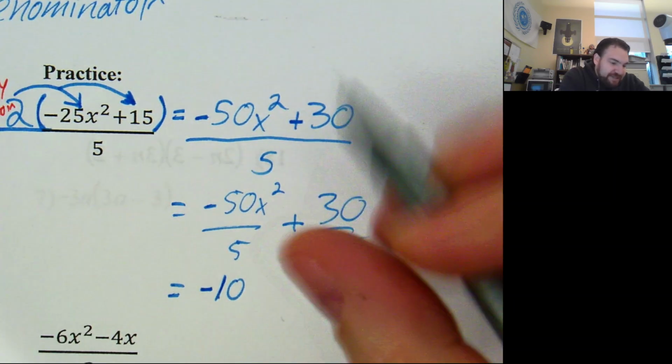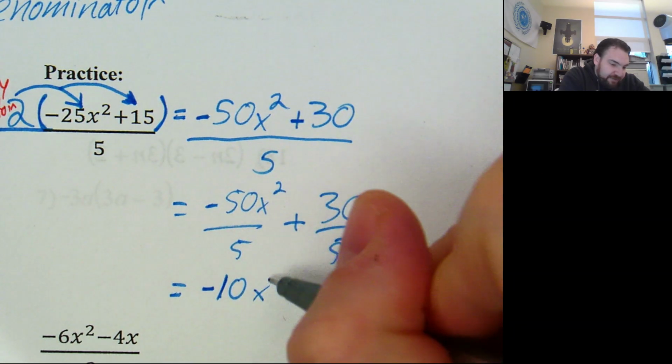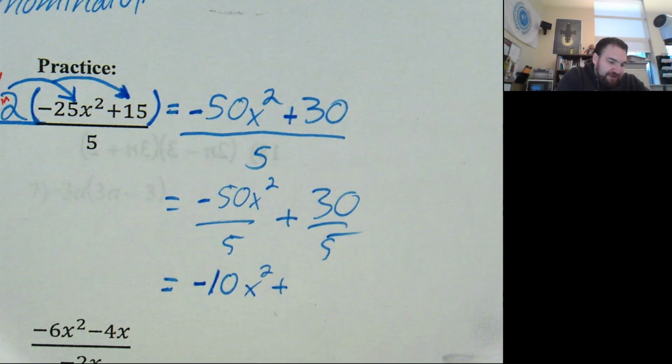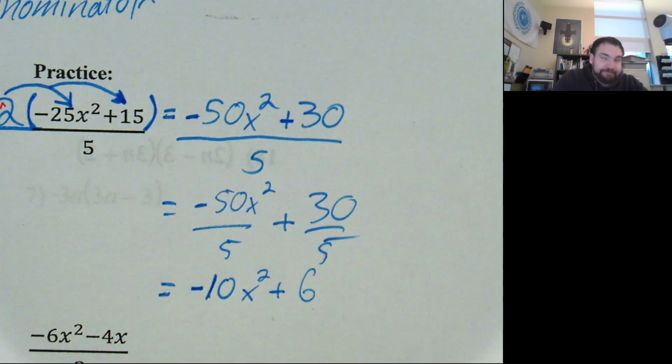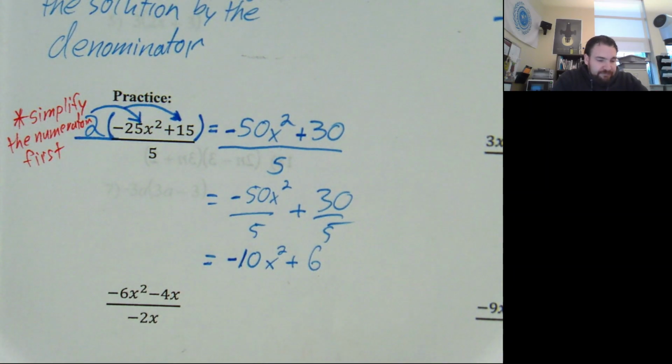And there is nothing to reduce the x or to simplify the x squared with. So it just comes along for the ride. Plus, and then 30 divided by 5 is 6. And we're done. It's just 2 steps instead of 1. And I'll leave it there.